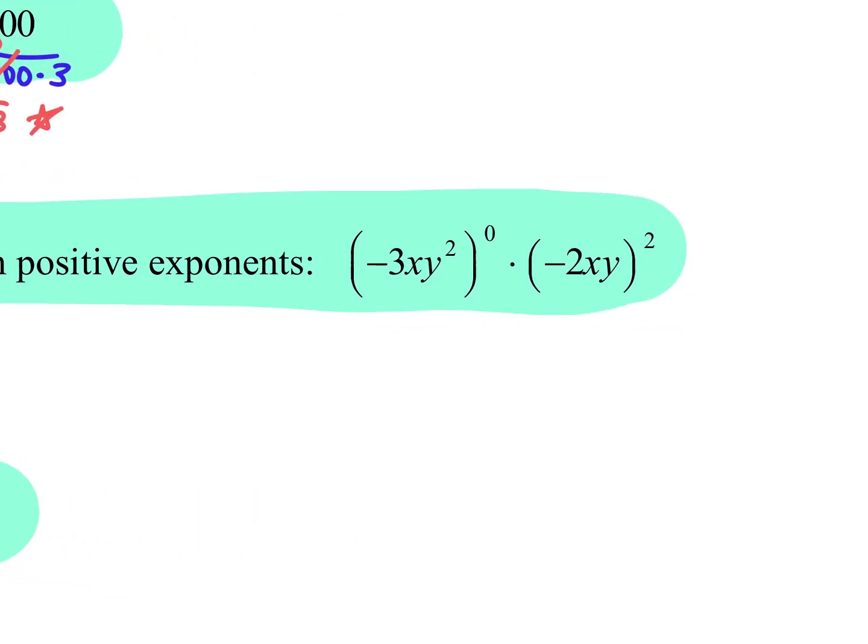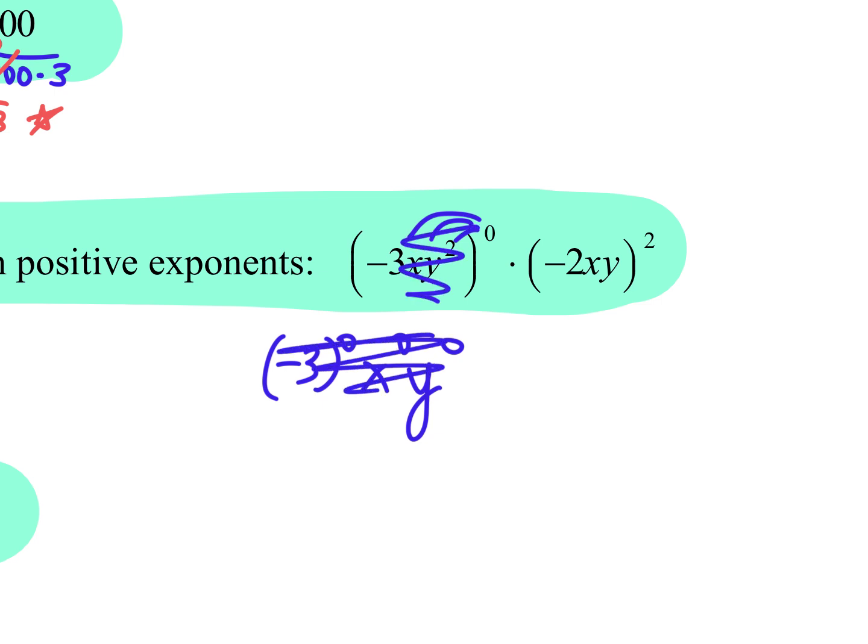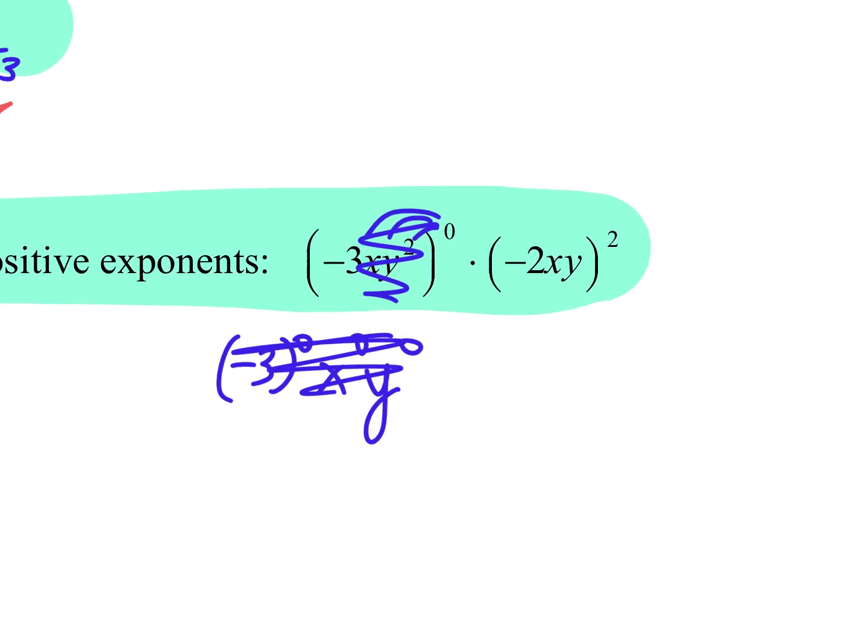Okay, let's not make things harder than they need to be. What's the first thing I need to do here? Distribute. Look, guys, if I distribute the 0, negative 3 to the 0 power, x to the 0 power, y to the 0 power, what does that become? 1. Everything's just 1. Don't make that harder than it needs to be. That is not a trick question. That's just to see if you're paying attention.